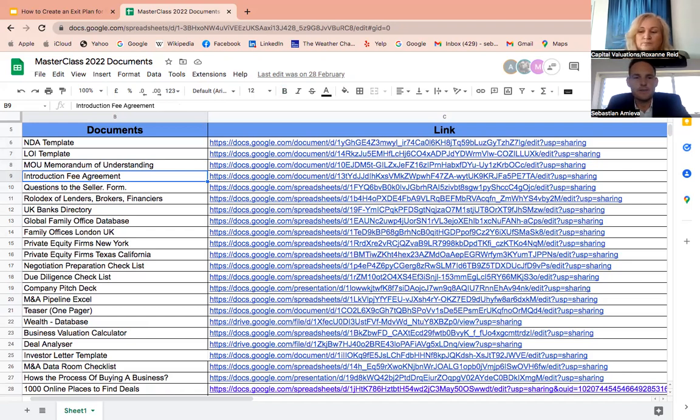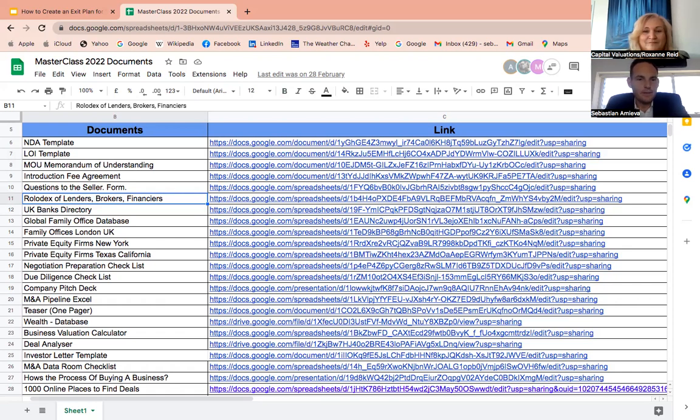They can pay you an introduction fee. Then the question-to-the-seller form is very useful when you do a physical viewing of a company, with all those questions you could ask the seller. So it's very important when you're doing a physical viewing. Then I have a good Rolodex of lenders, brokers, and financials in the UK, US, Australia, and Canada.